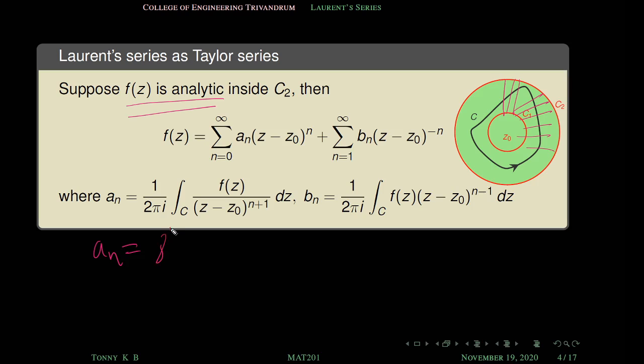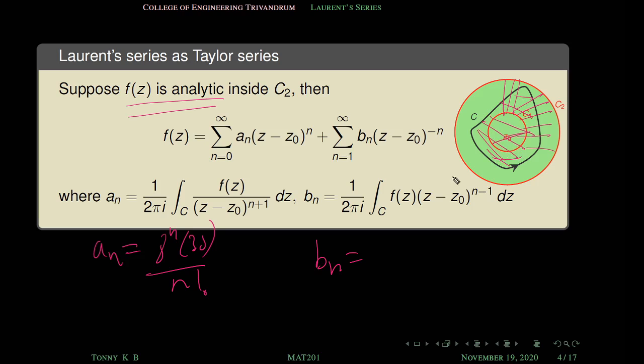nth derivative of f of z by n factorial. യെസ്, അത് ജനറലി എപ്പോഴും അങ്ങനെ തന്നെ ആയിരിക്കും. വാട്ട് അബൌട്ട് bn? നിങ്ങൾ bn എന്തായിരിക്കും ആലോചിച്ച് നോക്കി. bn is 1 by 2 pi I integral over c f of z into (z minus z naught) raised to n minus 1. Okay, n minus 1. What about bn? It is clear c is a simple closed curve. Given that our function f of z is analytic inside C2. C2ൻ്റെ അകത്ത് മൊത്തം അനലിറ്റിക് എന്ന് പറഞ്ഞിട്ടുണ്ട്. So our function f of z is analytic inside C, right?